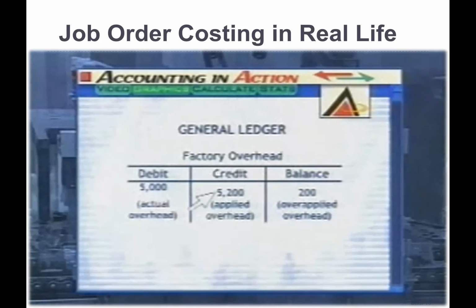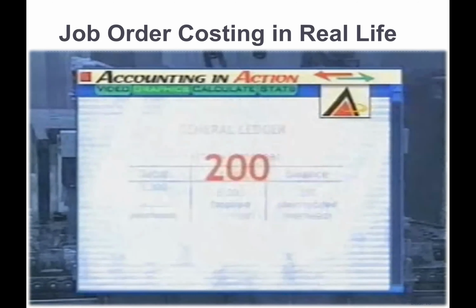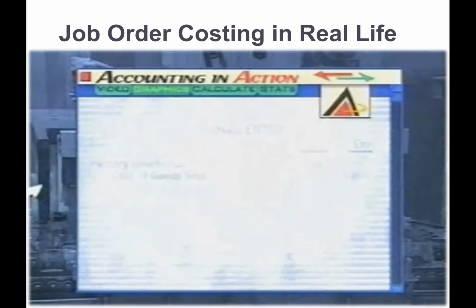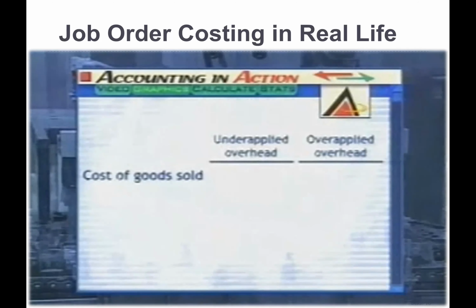When the overhead applied exceeds the actual overhead costs for the period, it is called overapplied overhead. It is treated similarly, but this time debited to manufacturing overhead and credited to cost of goods sold. Closing out underapplied overhead increases cost of goods sold, and closing out overapplied overhead decreases cost of goods sold.